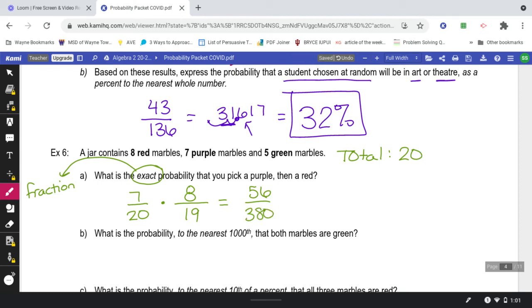Both of those are even numbers, so I know I can divide by 2. 28 out of 190, just dividing each of those by 2. I know again I can divide those by 2. 14 over 95. And I think that's as far as I can go. So I'm just going to leave that as 14 over 95.